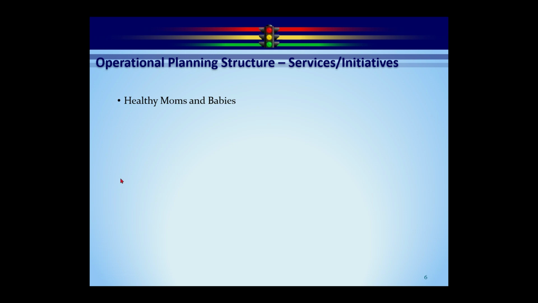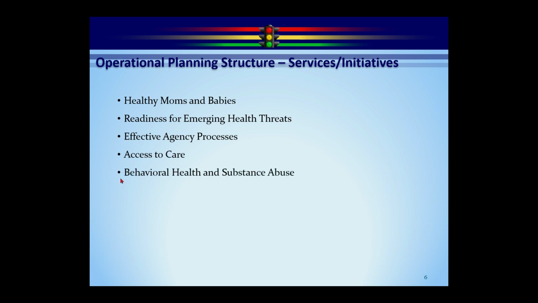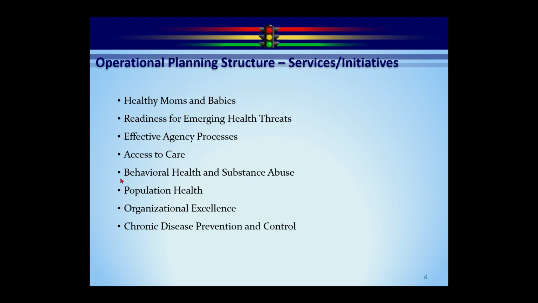Healthy moms and babies. Readiness for emerging health threats. Effective agency processes. Access to care. Behavioral health and substance abuse. Population health. Organizational excellence. Chronic disease prevention and control. Health disparities. And again, for today, we're going to use the example of tobacco cessation.